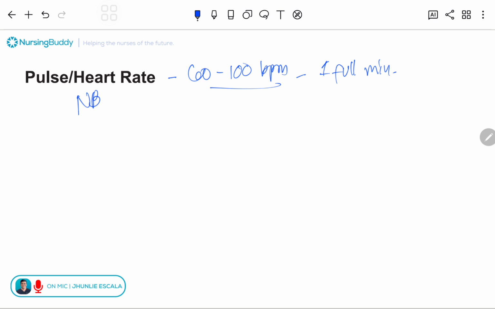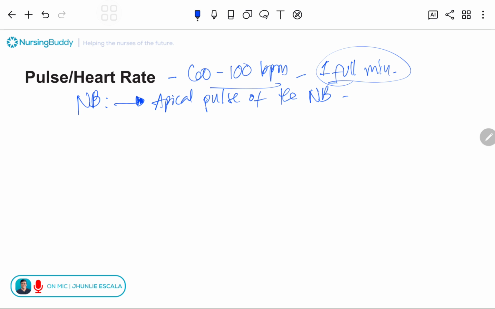Okay, so special considerations natin for your newborn, of course, you need to remember to always be religious about your taking of 1 full minute, and aside from that, you take the apical pulse. You take the apical pulse of the newborn. Okay? Why? Because there is an irregularity, kapatid.